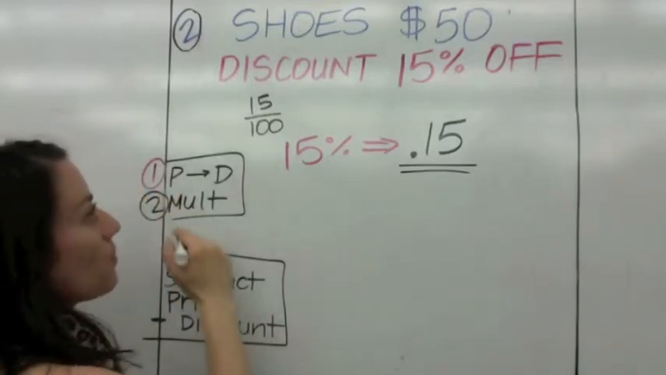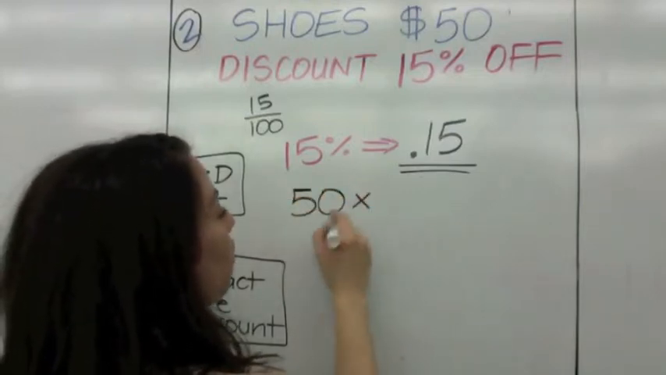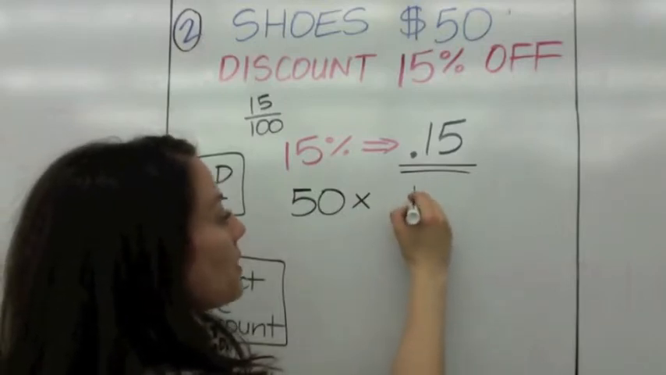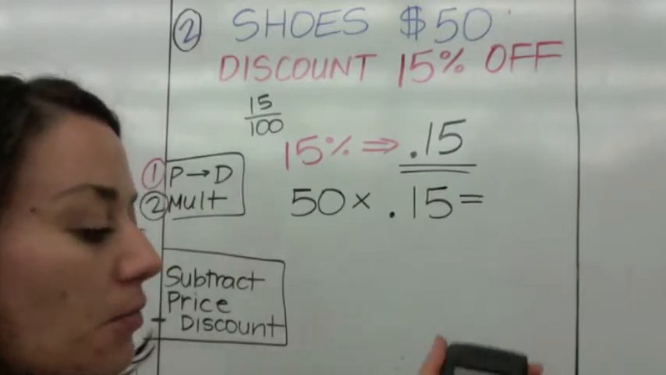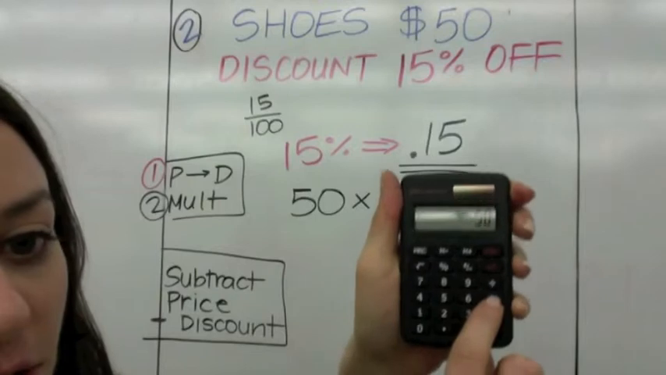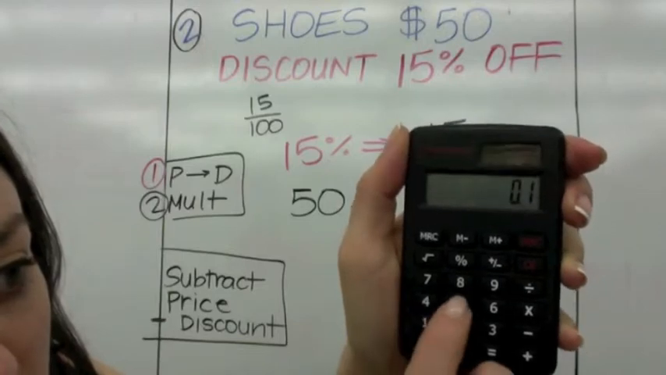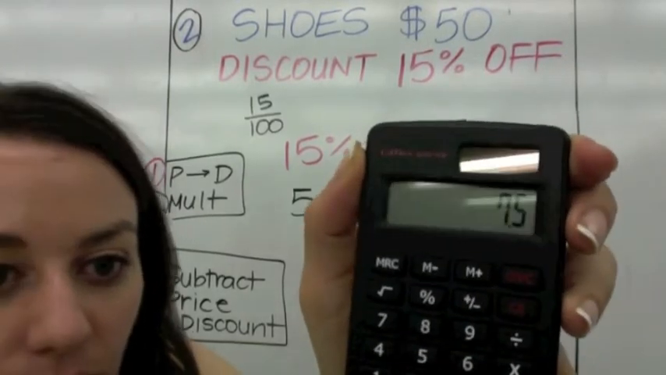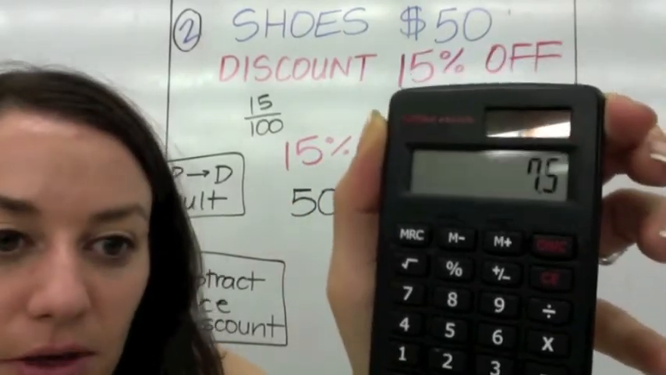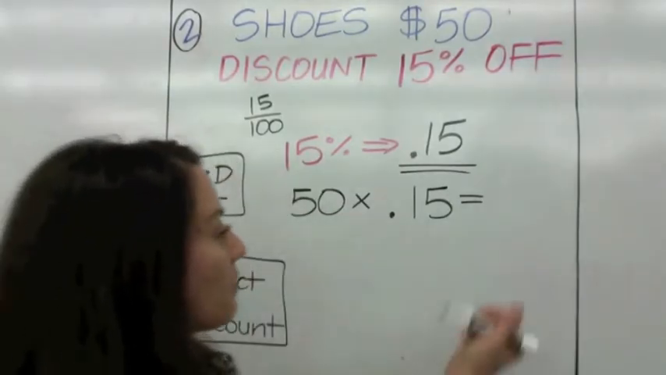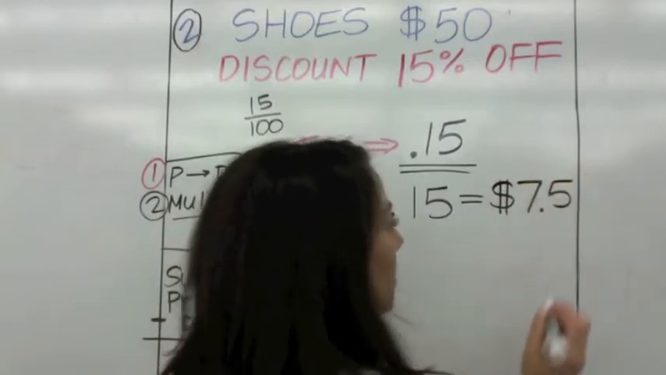Number two, what's the price of the shoes? $50, right? We ask ourselves, well, what is 15% of 50? What do you put in your calculator? If you find 15% of 50, first you put 50, then you're going to multiply by, what's 15% as a decimal? What is it? 0.15. Very good. Okay. So you get a nice value there. 7.5. 7 and 5 tenths. I'm going to write it like this to see if it makes sense. $7.5. What does that mean?